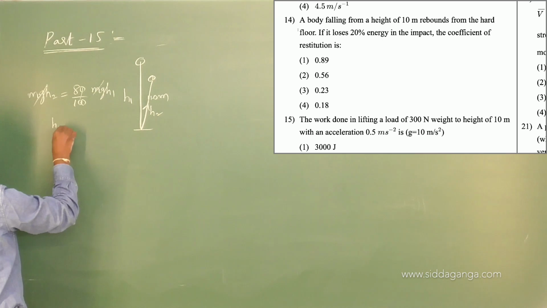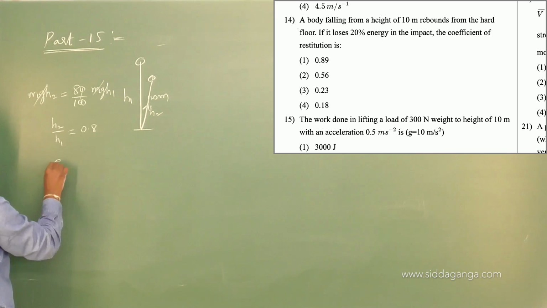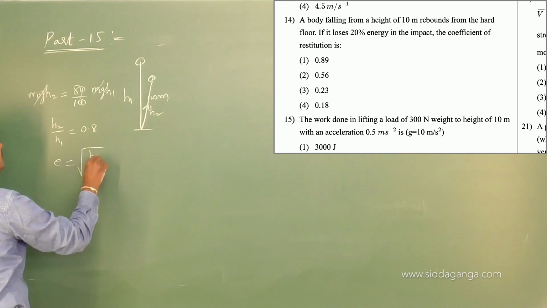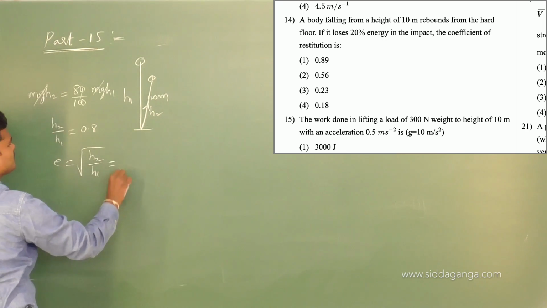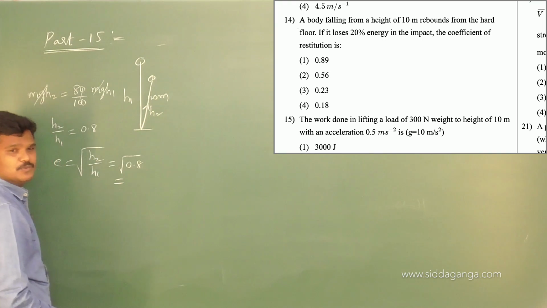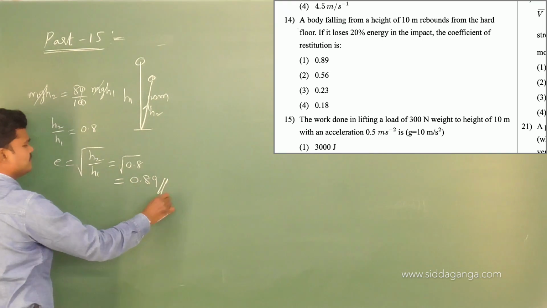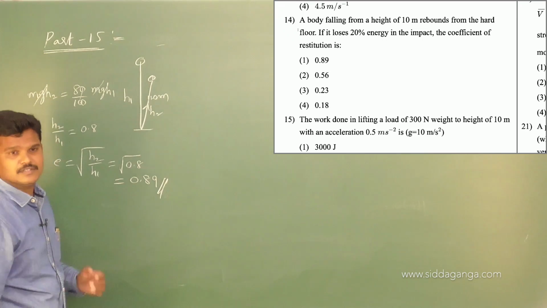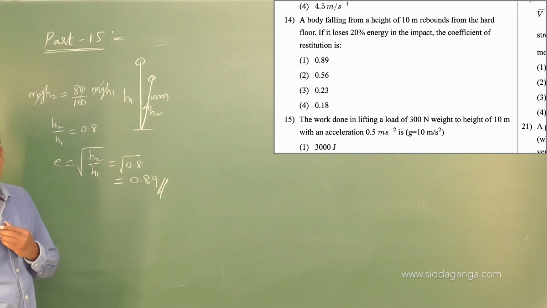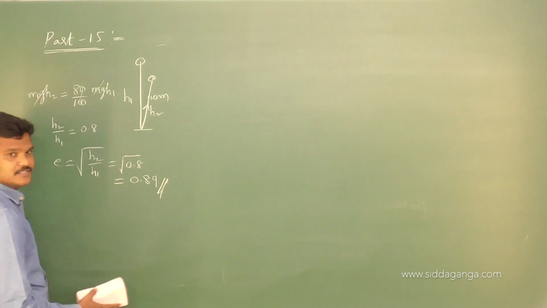So what is h2 by h1? It is 0.8. Anyhow, the coefficient of restitution we know is equivalent to the root of h2 by h1. So the root of 0.8, verify it, is approximately 0.89. Okay, so go for the next one. See the next question.